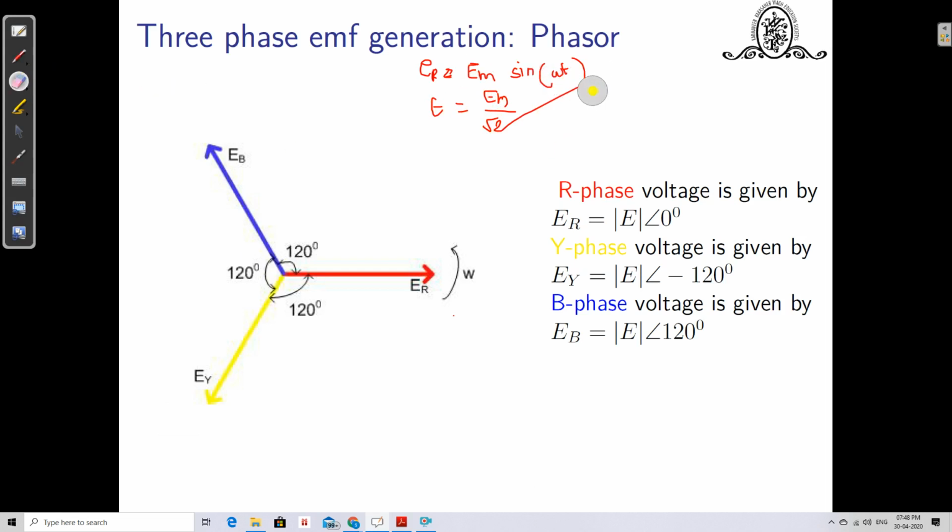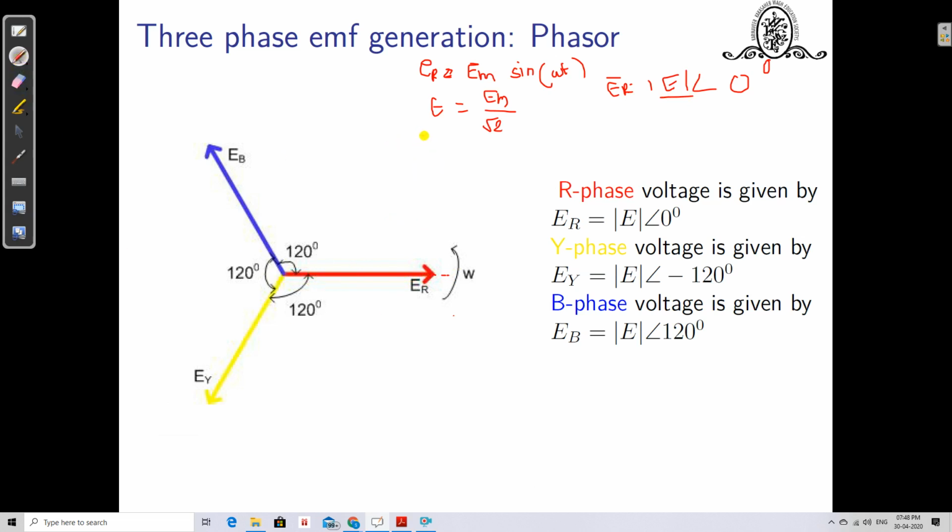Let us write this in terms of RMS value and phasor. How can we represent this in terms of phasor? ER phasor will be equal to mod of E, that is the RMS value. And what is the phase angle difference? Here the phase angle difference is 0 degree. Hence it is E at an angle of 0. If I draw the phasor, it is exactly in phase with the reference, because the magnitude is mod E and the phase angle difference with respect to the reference is 0 degree. Let's write down the equation for the Y phase.